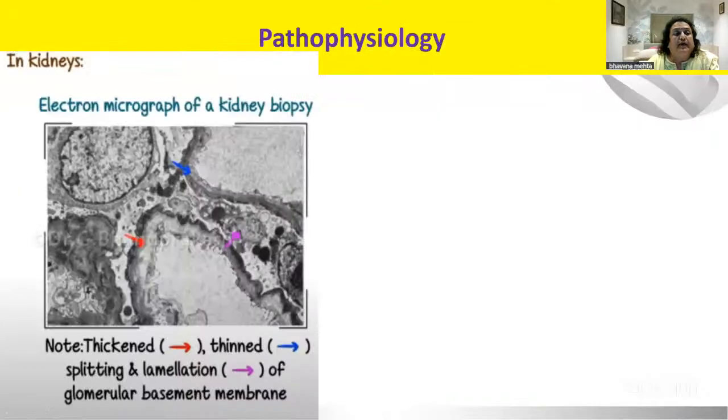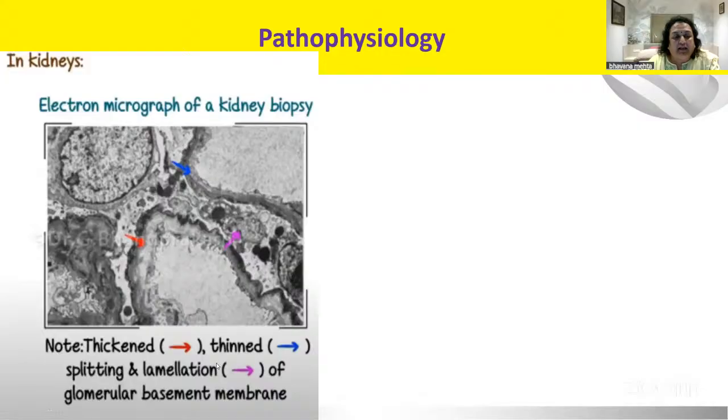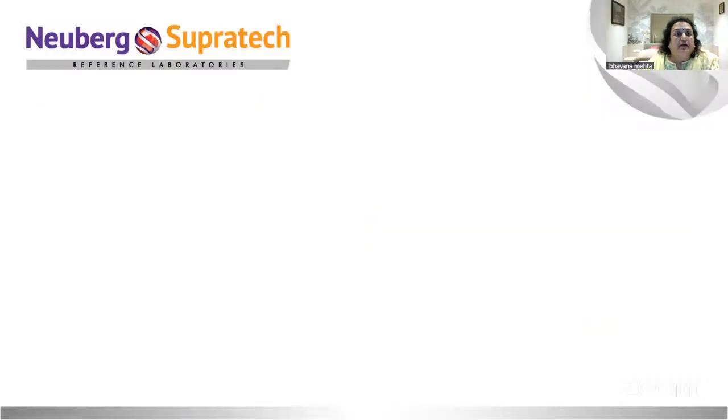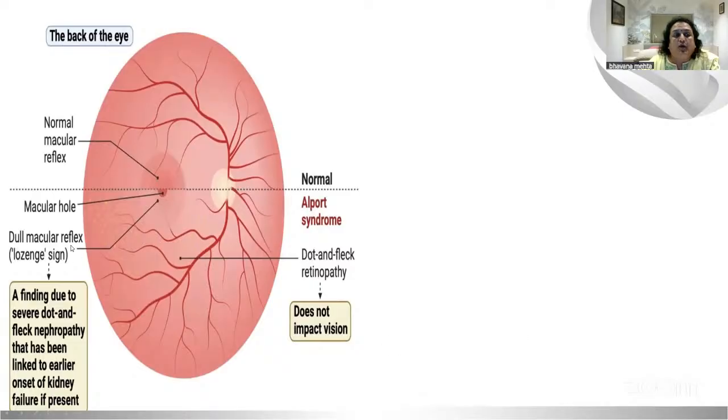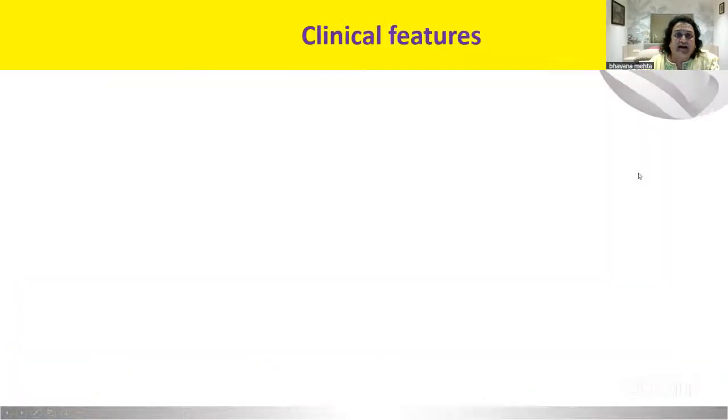In the kidney, we see varied thickening and thinning, splitting and lamination of the capillary basement membrane. In the inner ear, we see damaged hair cells which cause sensorineural deafness. In the eye, we see a dull macular reflex and dot and fleck type of retinopathy. The most common features of Alport in the eye are anterior lenticonus and the oil droplet sign.